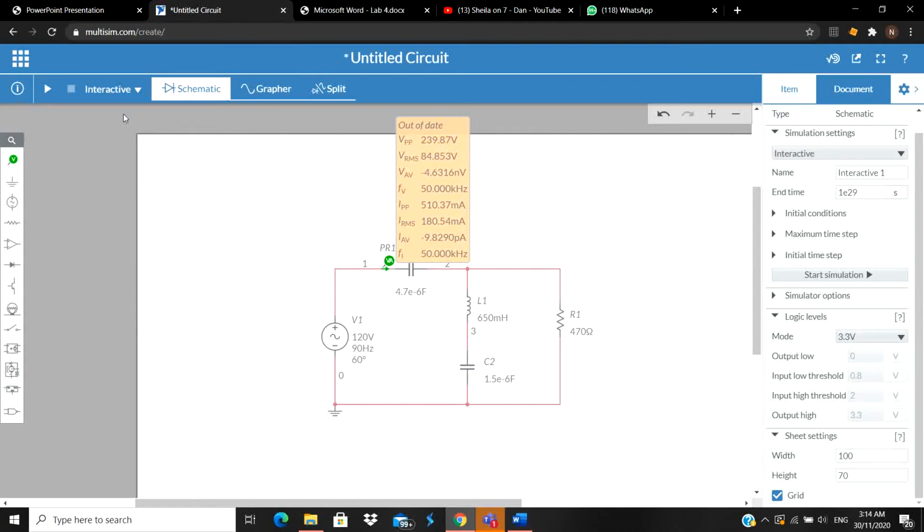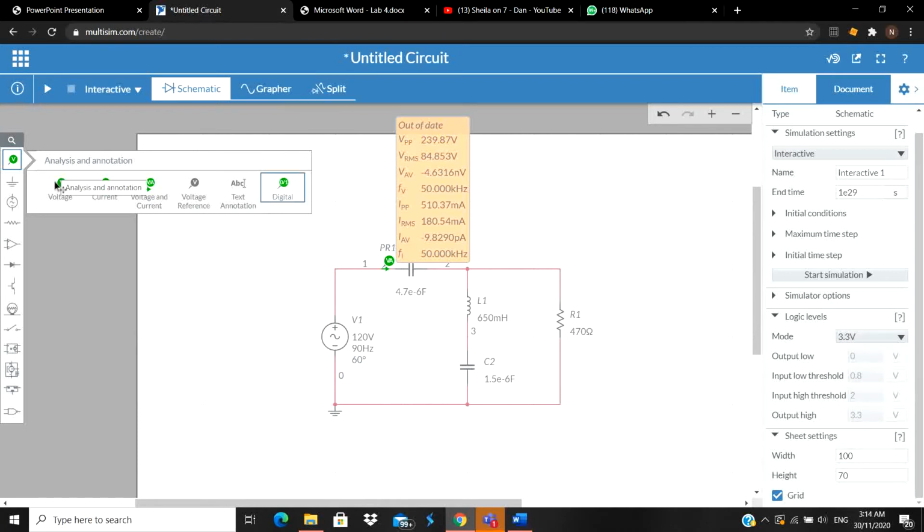Now we will determine the voltage drop across capacitor 1, inductor, capacitor 2 and resistor. So we will put 4 voltage annotations.